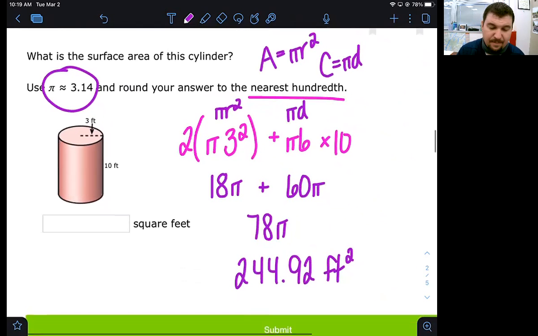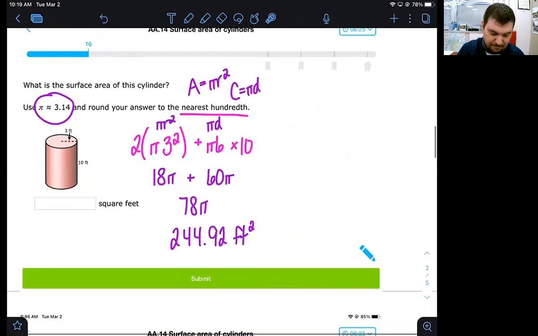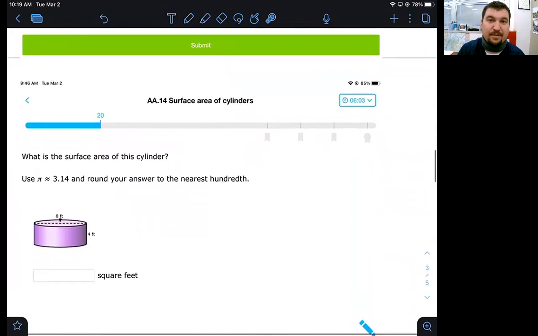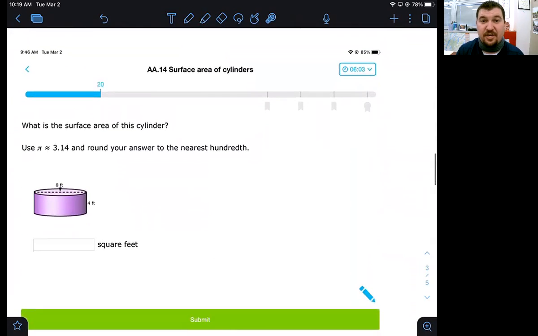Look how nice and neat that problem is. I have my 2 circle sides. I have my 1 rectangle side, length times width, okay? And so I just add those together to get 78 pi all together, and that's going to give me 244.92. Let's do one more. How could they possibly change the cylinder? Well, you can't change a cylinder. All cylinders look alike. They're the same shape.